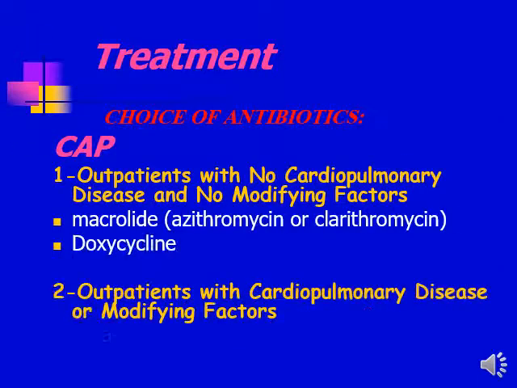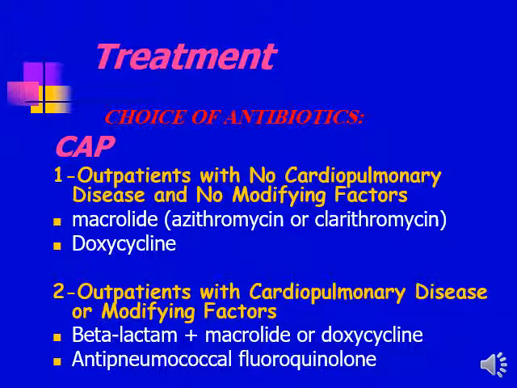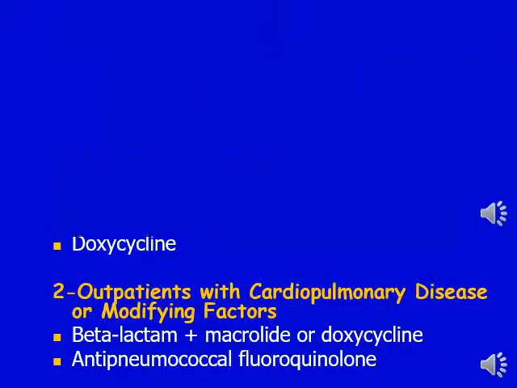What about the treatment? Again, we return to the term: is it community acquired or hospital acquired? If it's community acquired and the patient is healthy with no modifying factor, I will most likely treat him with a macrolide or doxycycline. If the patient is an outpatient with community acquired pneumonia but with modifying factors, I will add a beta-lactam to the macrolide, or use an antipneumococcal.